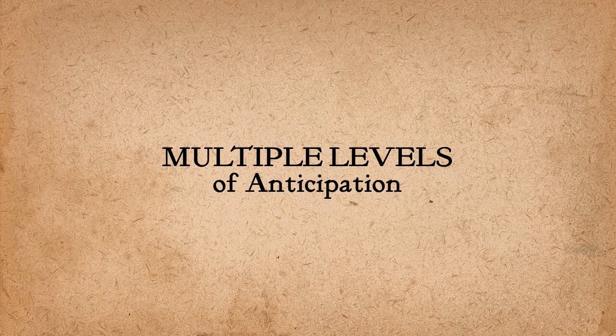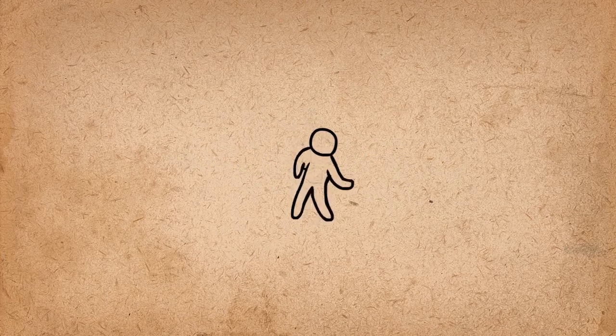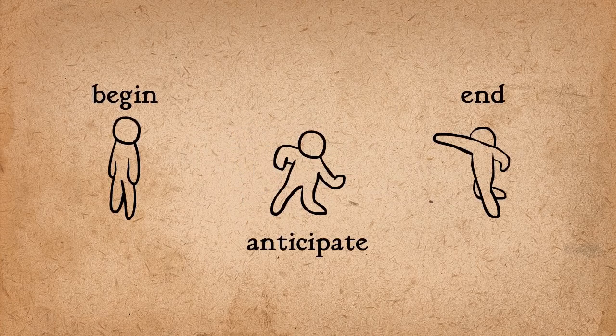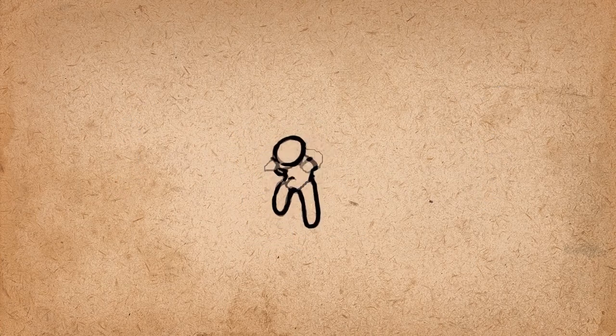Taking anticipation a step further, you can actually have multiple levels of anticipation. Let's go back to our punch animation, where the character winds up before punching. This animation has one level of anticipation. Now look at this one.